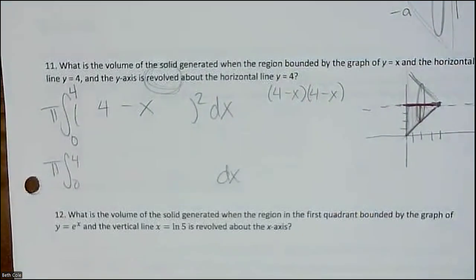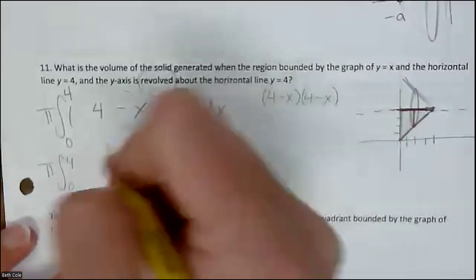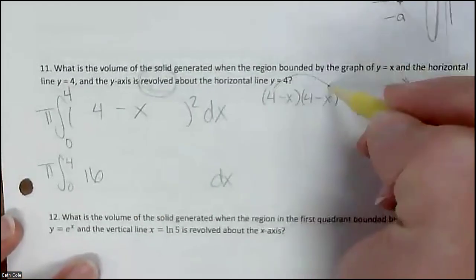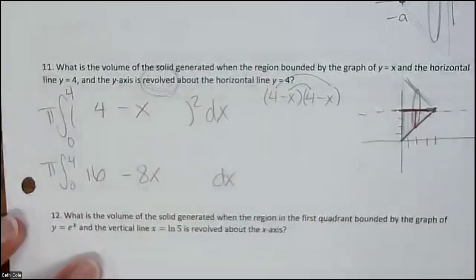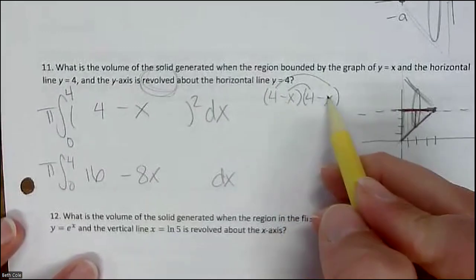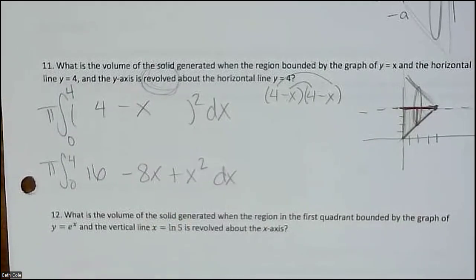Squared means you're multiplying it by itself, so you're just going to have to distribute everything to each other. Let's see what you got. 4 times 4, 16. Minus 4x and minus 4x, it's minus 8x. Negative x times negative x, plus x squared. Good. Your algebra skills are good.